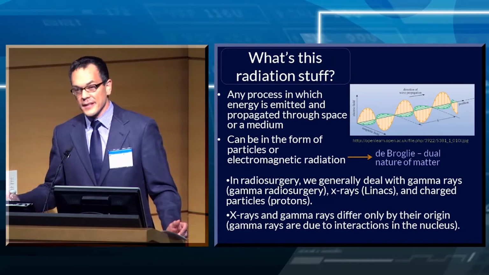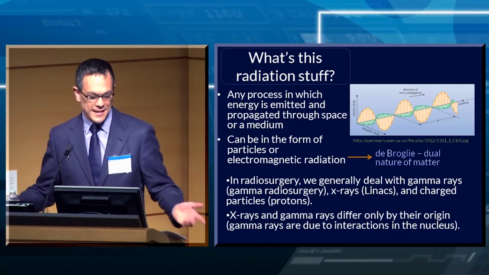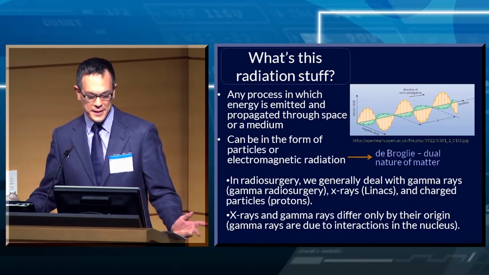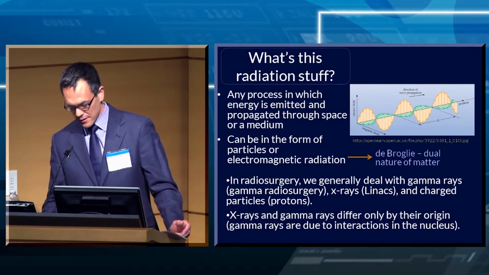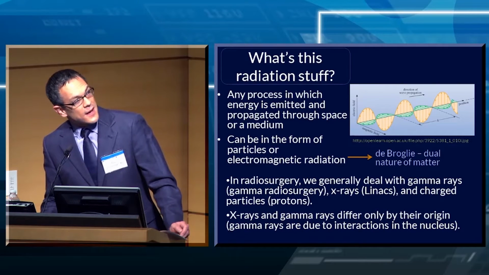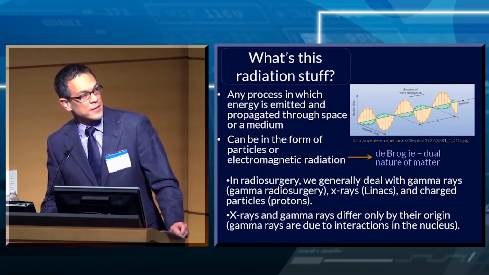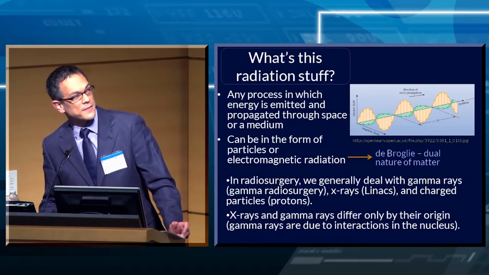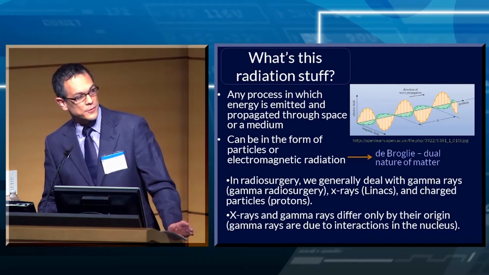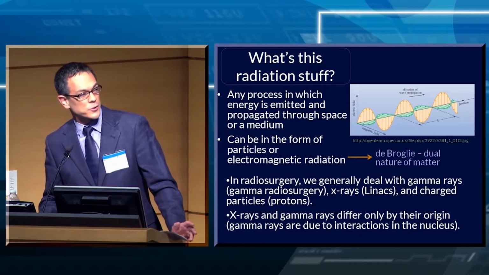So we'll start at the very beginning. What's this radiation stuff that we deal with in radiosurgery? Radiation is any process in which energy is emitted and propagated through space. It can be in the form of particles or electromagnetic radiation, and here on the slide you can see an alternating set of electric and magnetic fields, which is electromagnetic radiation. But you can also have particles, and in quantum mechanics, there's the theory that particles have properties of waves and waves have properties of particles. But in general, we talk about gamma rays and X-rays for radiosurgery and charged particles, which are usually protons.